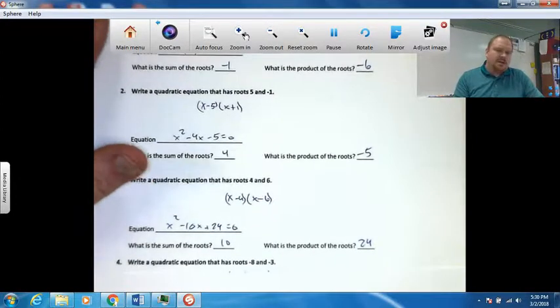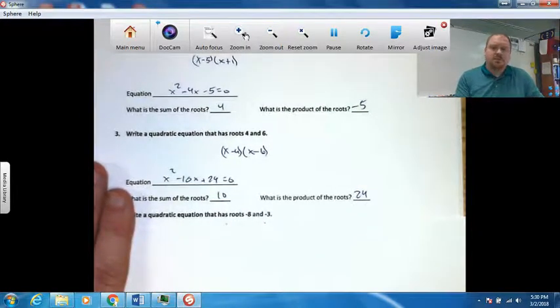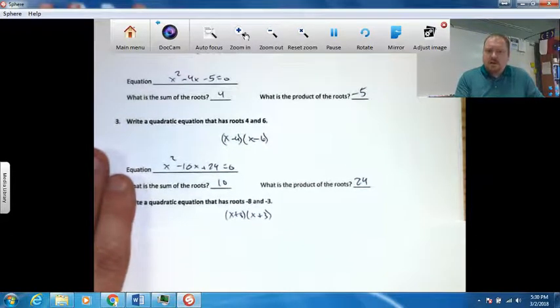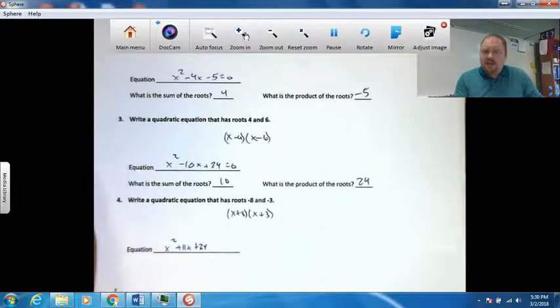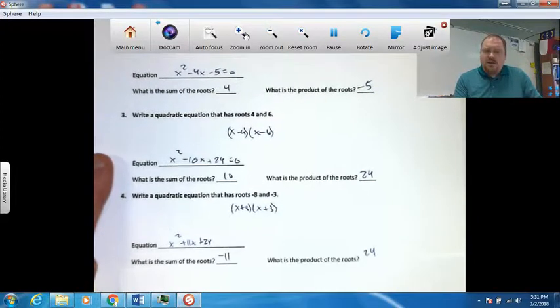So how about if I make the roots negative 8 and negative 3? So again, I'm going to have the opposite signs: x plus 8, x plus 3. FOIL that out, I get x squared plus 11x plus 24. If I were to add the roots together, negative 8 plus negative 3, I get negative 11. And if I multiply them together, I get 24.